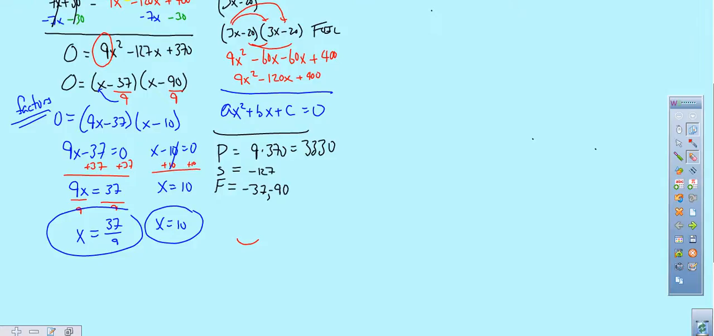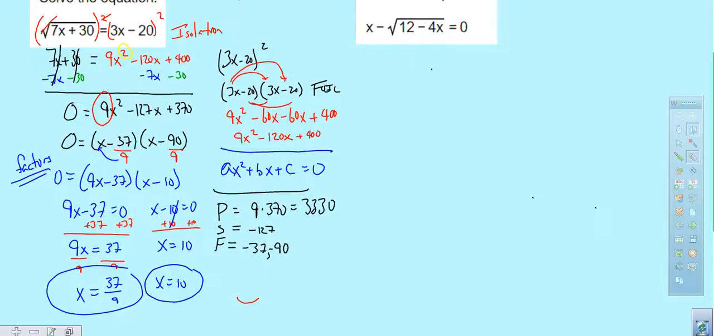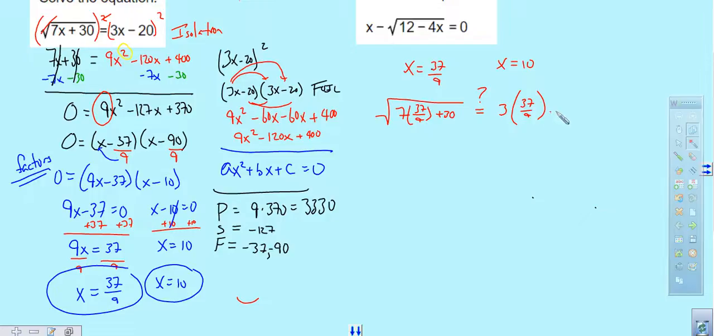So when we check this, we're going to take that original equation that we had from the very beginning, and we're going to test our two values. The two values that we have right now are x equals 37 over 9 and x equals 10. So we take that with our original equation. We have the square root of 7 times 37 over 9 plus 30. And the question is, would that be equal to 3 times 37 over 9 minus 20?